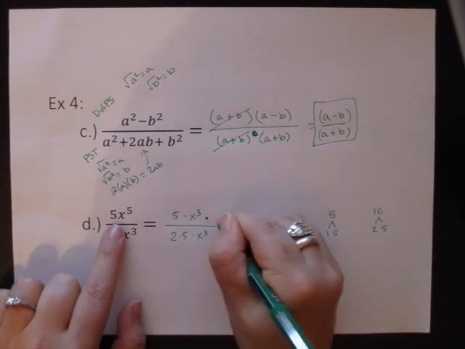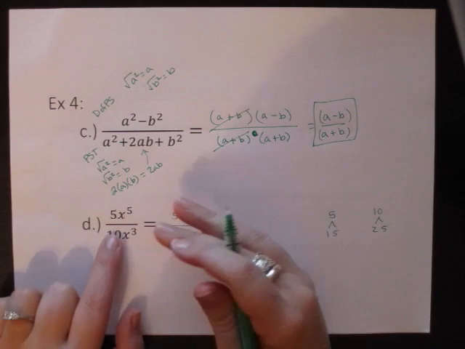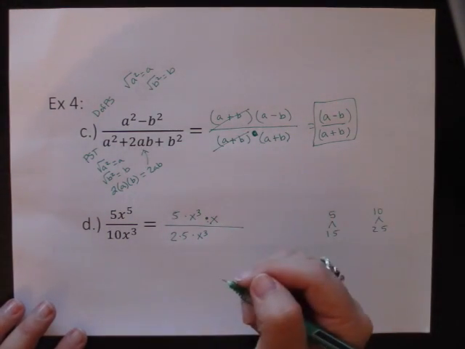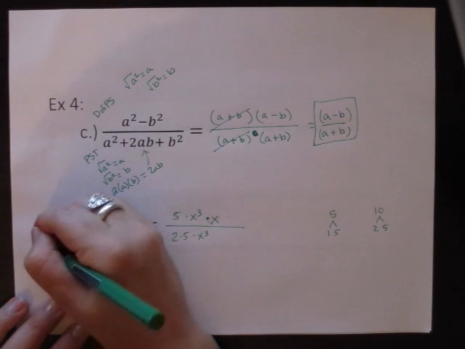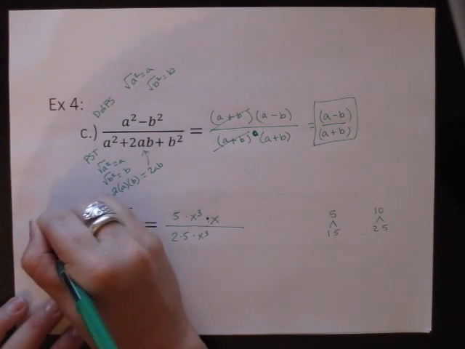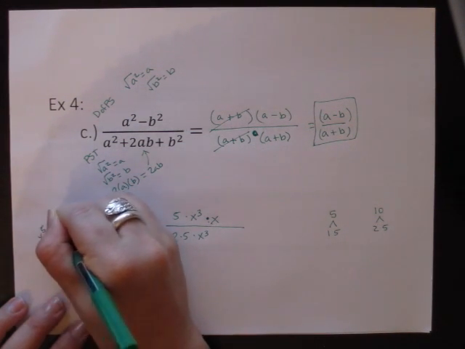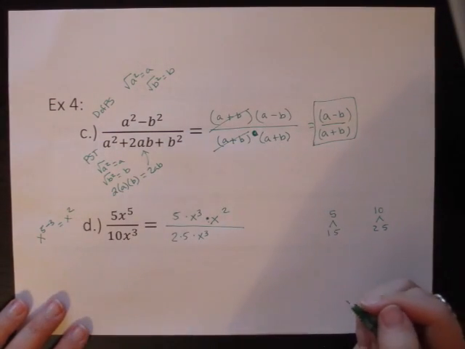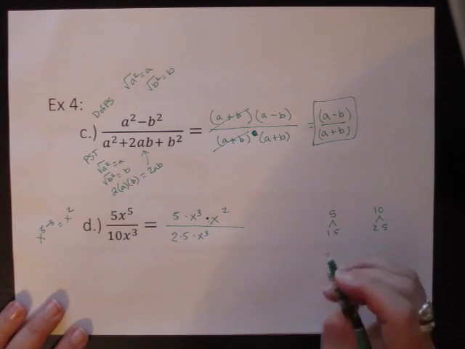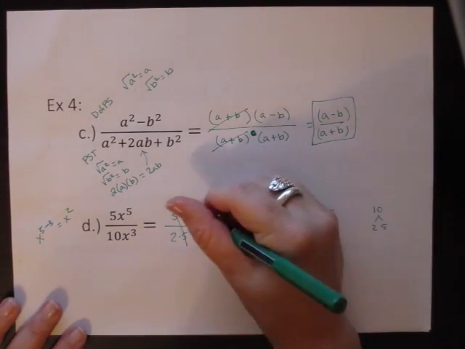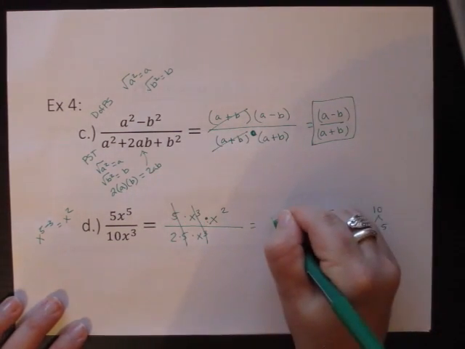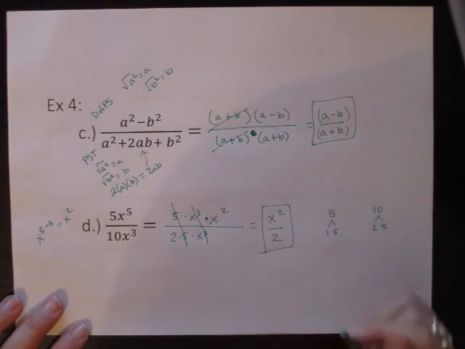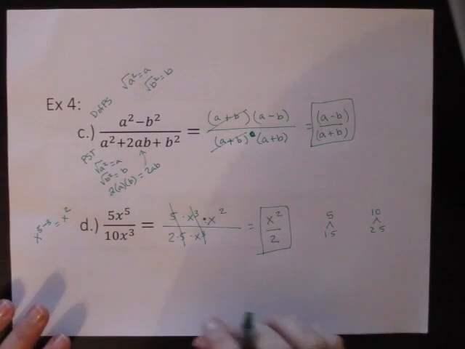But now I've got to figure out what I need to have x to some type of power, and how I would do that is I would do x to the 5th minus 3, so that would be x to the 2nd. That would be my leftover. Now I can cancel whatever looks exactly the same. The 5 looks exactly the same, and the x to the third looks exactly the same. So I'm left with x squared over 2 as my final answer. Hopefully you got it well.